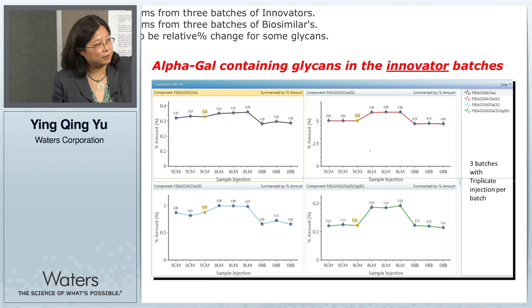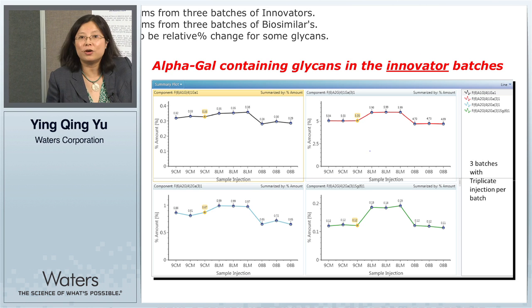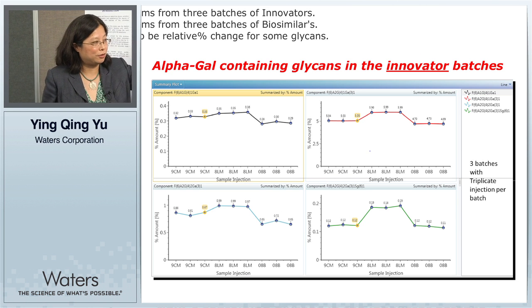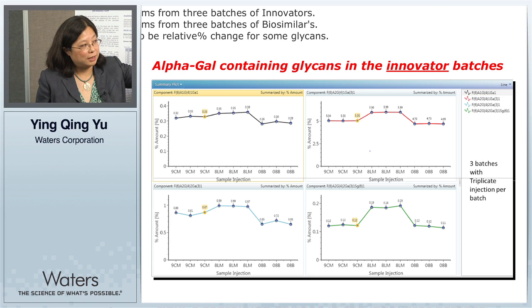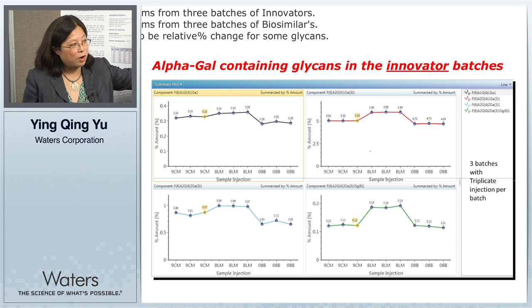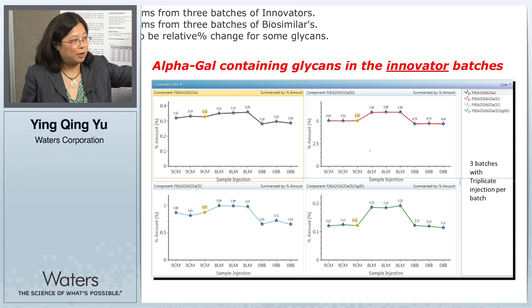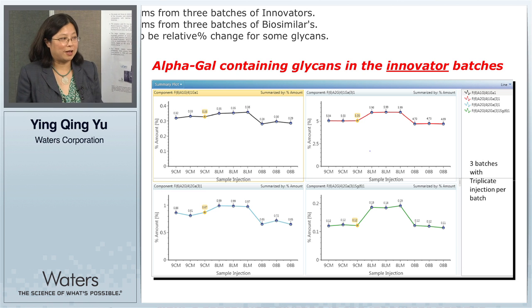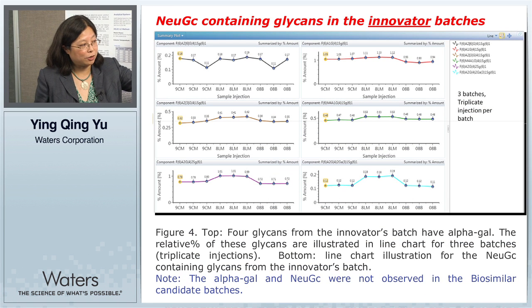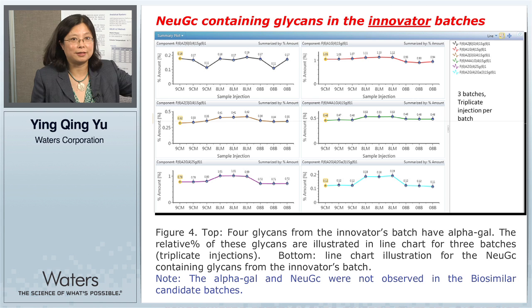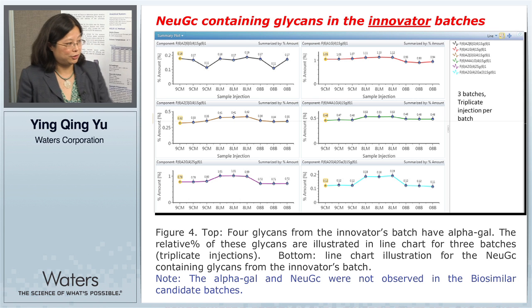On the far right, we actually have statistical analysis from the 3 batches of the Innovator Infliximab that shows the alpha-gal containing glycans, the relative percent for the 4 alpha-gal containing glycans that we observe from the Innovator Infliximab. And also in the middle, there are 6 N-glycolylneuraminic acid containing glycans that are also observed in the Innovator batches. We list the concentration from each batch with triplicate injection.